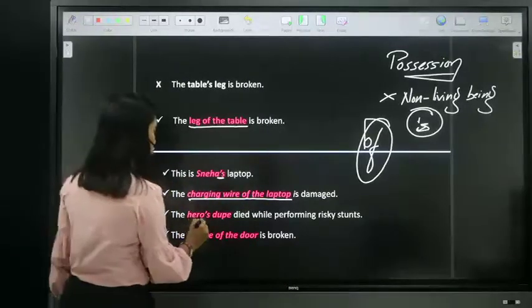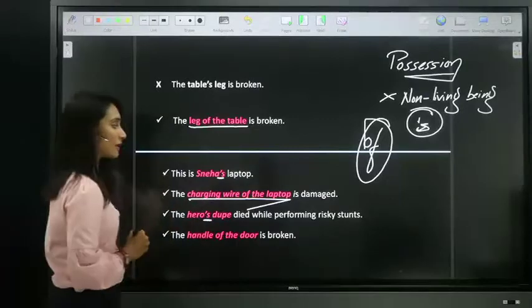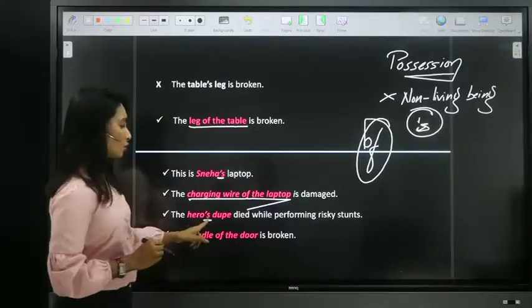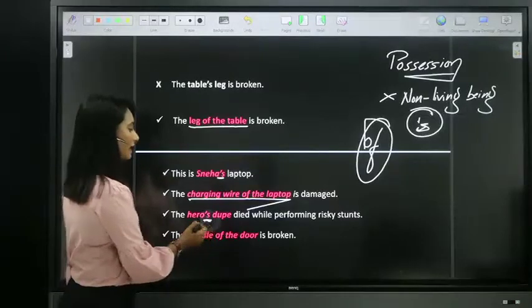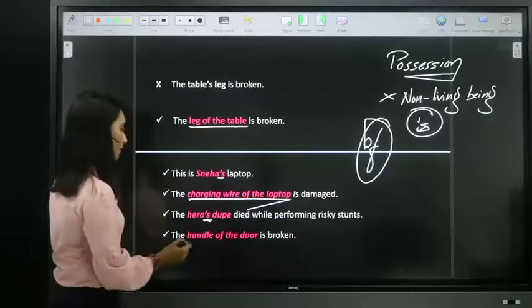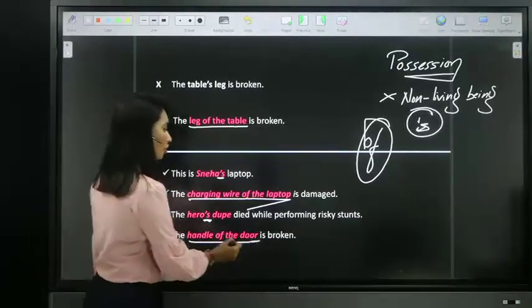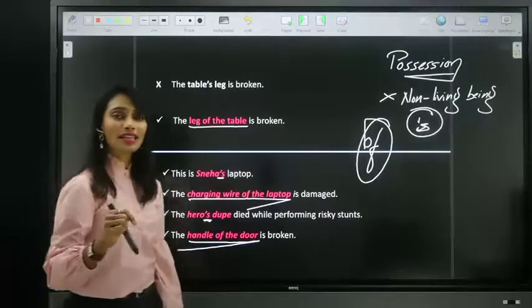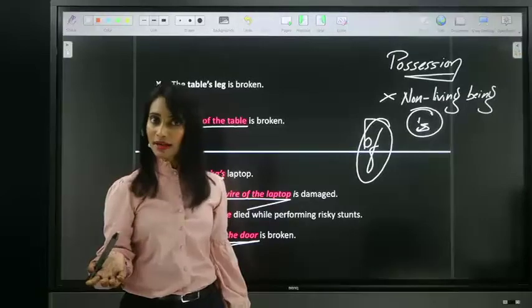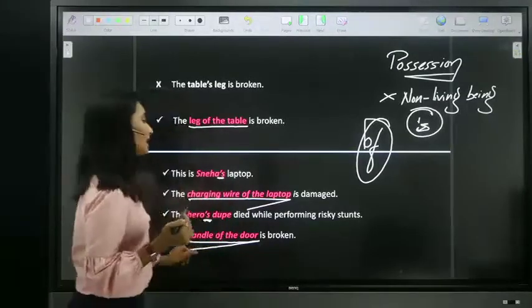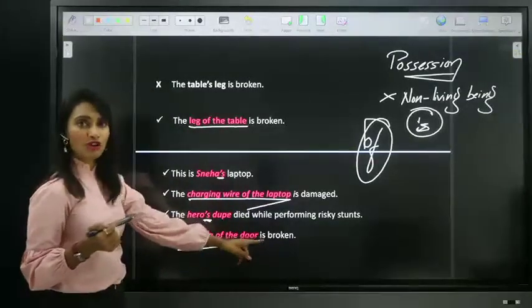The hero's dupe died while performing risky stunts. Here hero is a living being. So we can give possession by adding apostrophe s. The handle of the door is broken. Don't say the door's handle because door is a non-living being. So it should be, the handle of the door is broken.